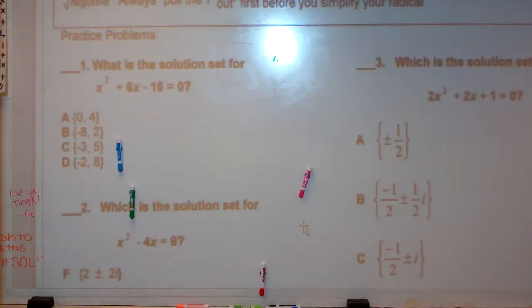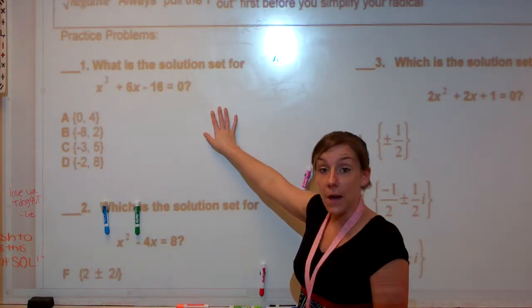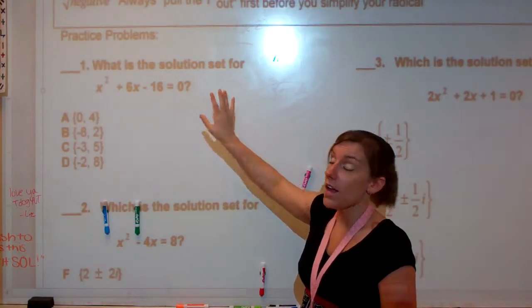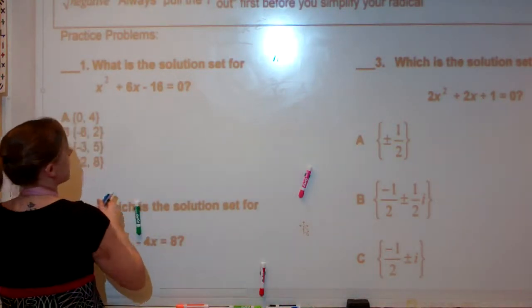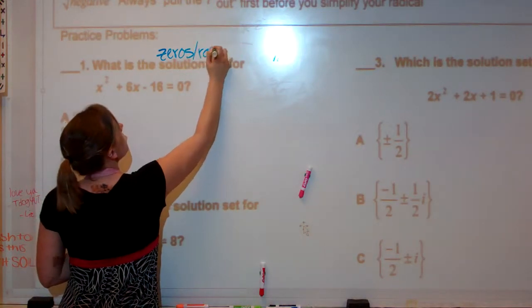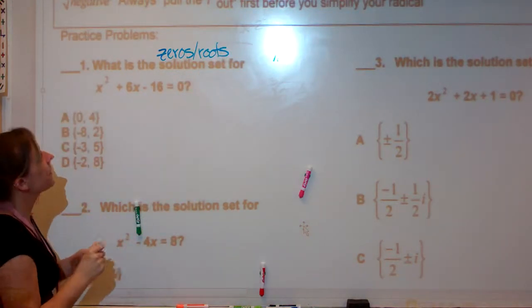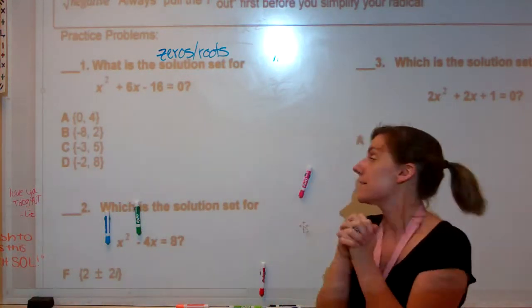All right, which is a perfect question to review because there's a bunch of options. You could use your calculator to solve, and when you use your calculator, these solutions are the same thing as zeros or roots. So any of those words all mean the same thing. You would look on your calculator to see where it crosses the x-axis.